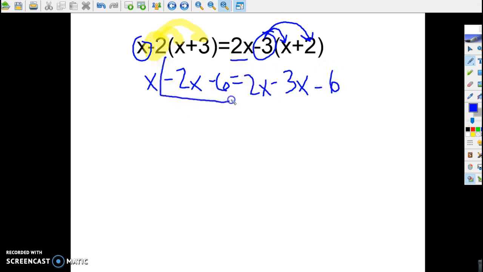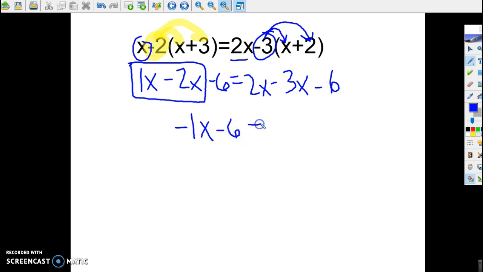From here, I'm thinking -2. Nope, I can't combine that with 6, but I have a positive x and I have a -2. So this is saying 1 minus 2 is -1x, or -x. We still have the minus 6. 2 minus 3 is -1x. Drop down the minus 6 because it wasn't used.